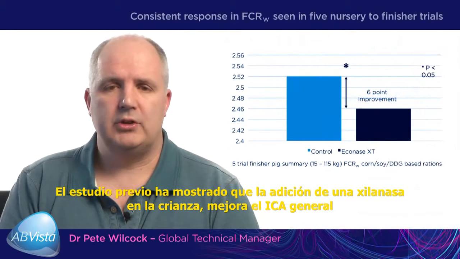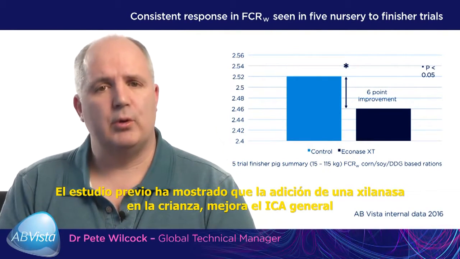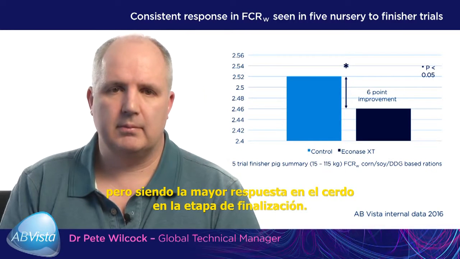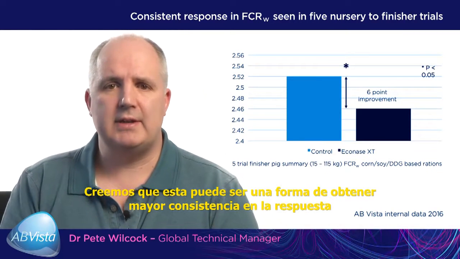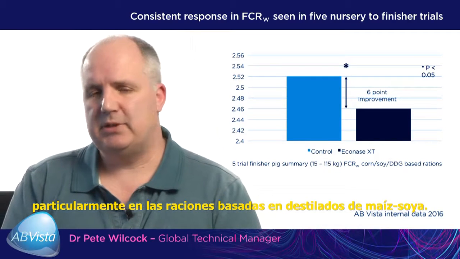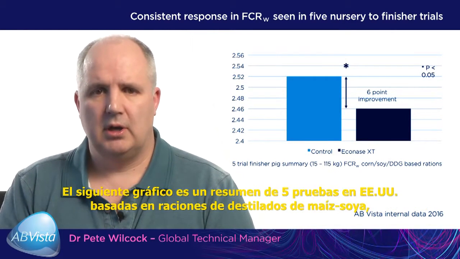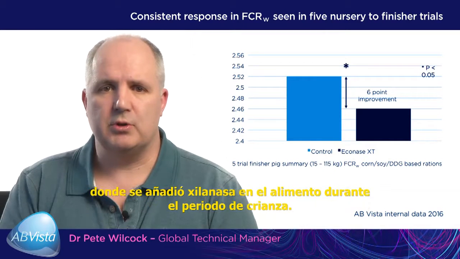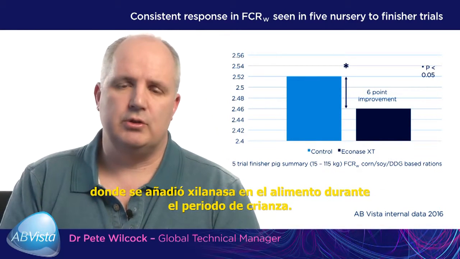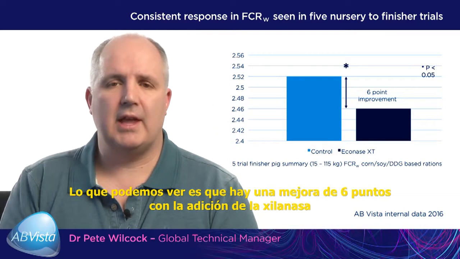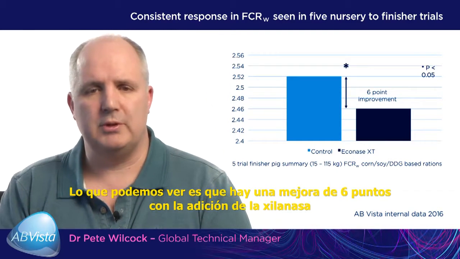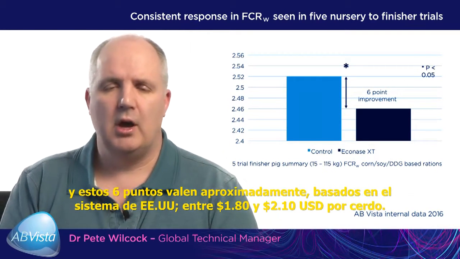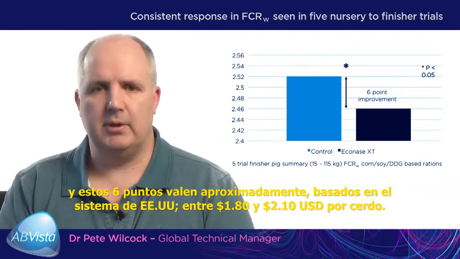The previous study has shown that the addition of Xylanase in the nursery improves overall feed conversion, but with the bigger response being in the late finisher pig. We believe that this may be a way that we can get greater consistency of response, particularly in corn, soy, distiller-based rations. The following graph is a 5-trial summary in the US based on corn, soy, distiller rations where Xylanase was added into the feed during the nursery period. What you can see from this slide is that there is a 6-point improvement with the addition of a Xylanase. And this 6 points is worth approximately, based on the US system, about $1.80 to $2.10 per pig.